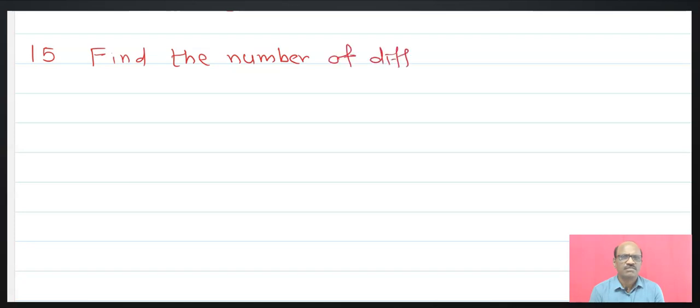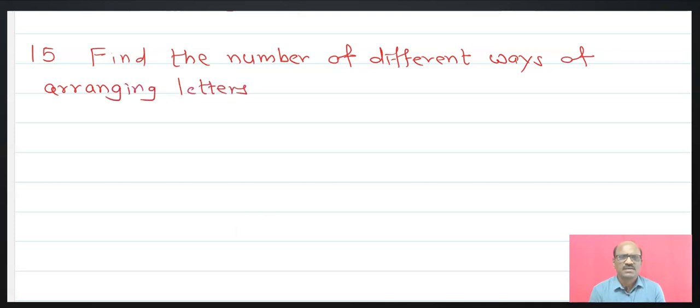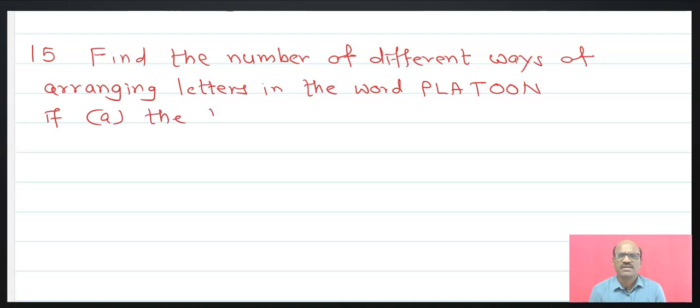Find the number of different ways of arranging letters in the word platoon if A, the two O's are never together. Two O's are never together.